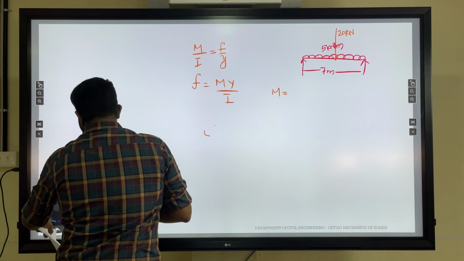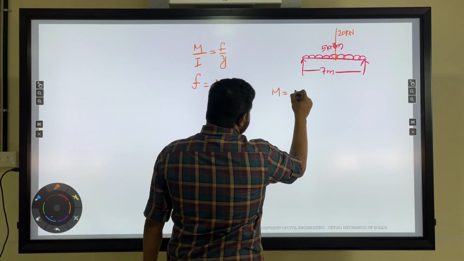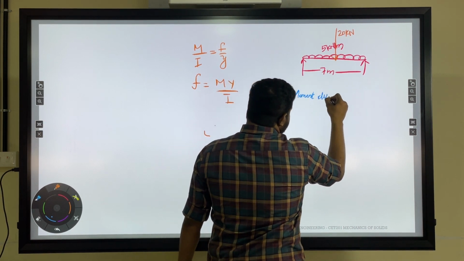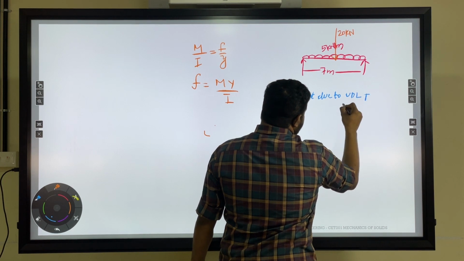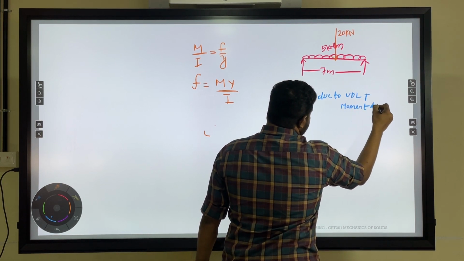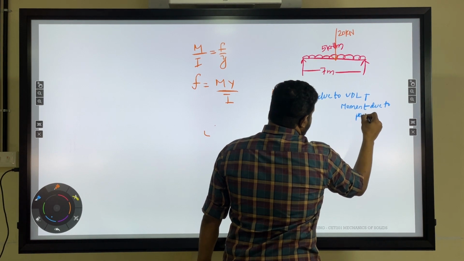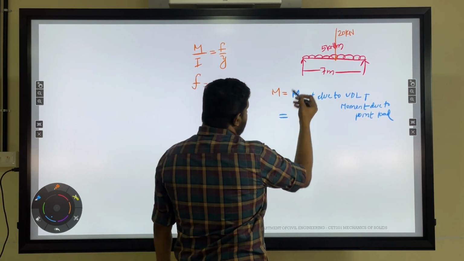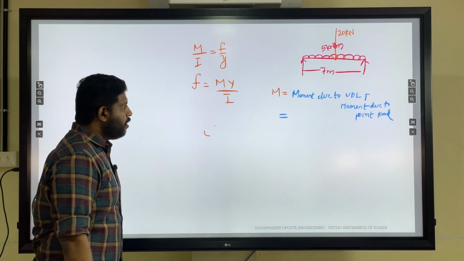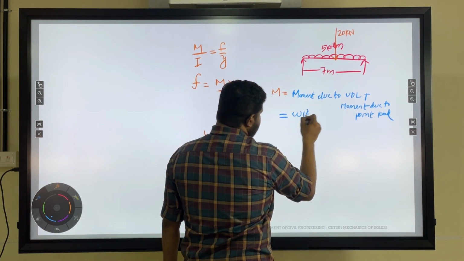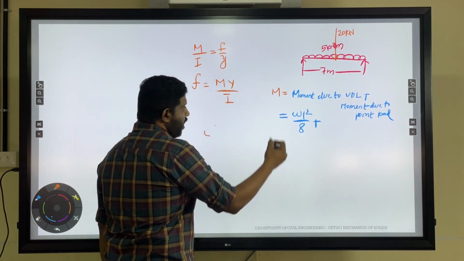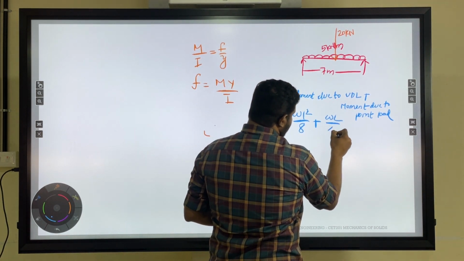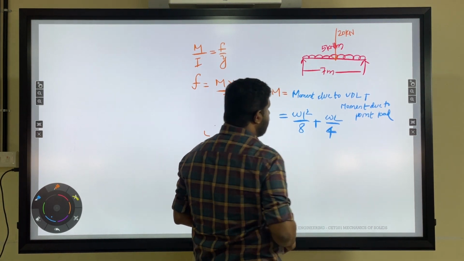This M will be the moment due to UDL plus the moment due to point load. Moment due to UDL, as we all know, for a simply supported beam carrying a UDL, the maximum bending moment will be WL²/8, and for a simply supported beam with a point load at the midspan, the maximum moment will be WL/4.